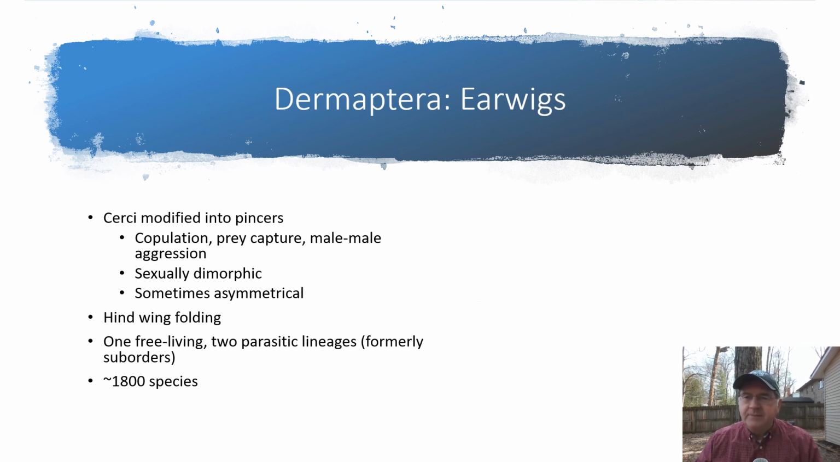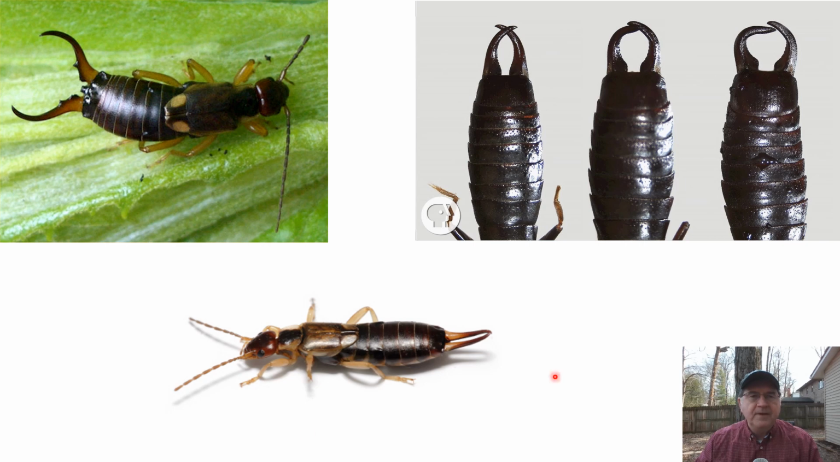So let's take a look at some of these. Here we have typical free-living earwigs. This is the one you're probably most familiar with. I believe this is Forficula auricularia, the common European earwig, an invasive species in the U.S., where we can see the cerci modified into pincer-like organs. On the inner side, they can have these falcate, what does that mean? Kind of curved cerci with teeth on the inside.